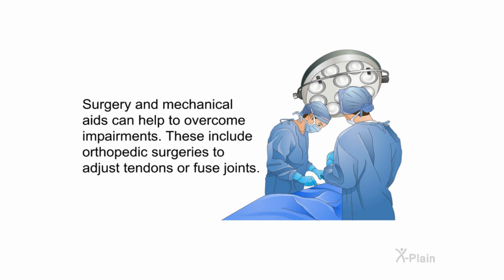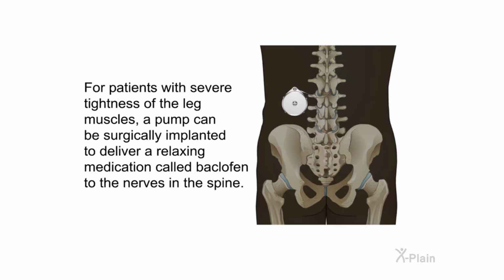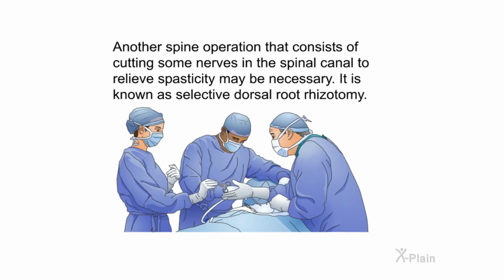Surgery and mechanical aids can help to overcome impairments. These include orthopedic surgeries to adjust tendons or fuse joints. For patients with severe tightness of the leg muscles, a pump can be surgically implanted to deliver a relaxing medication called baclofen to the nerves in the spine. Another spine operation that consists of cutting some nerves in the spinal canal to relieve spasticity may be necessary. It is known as selective dorsal root rhizotomy.